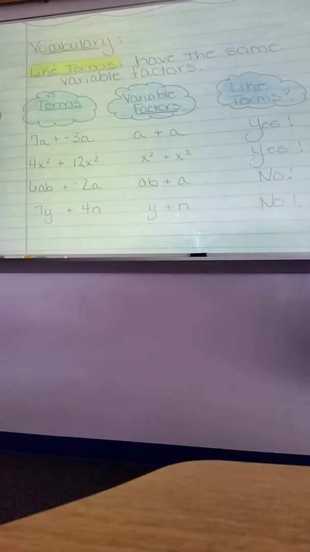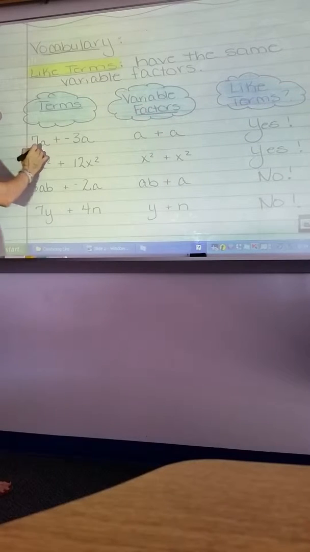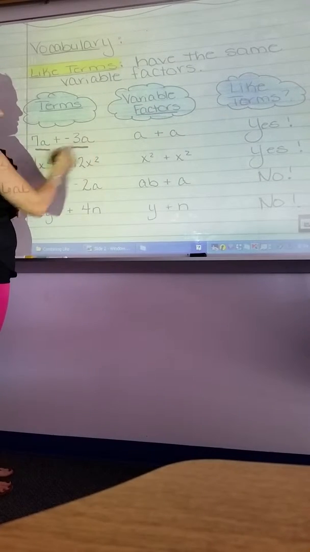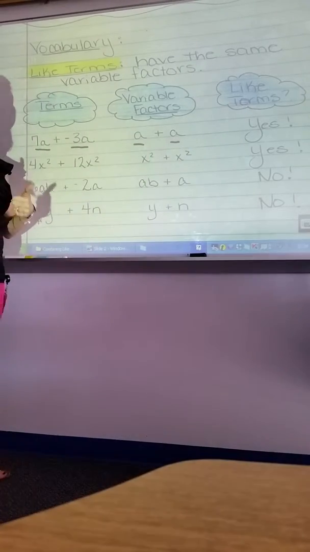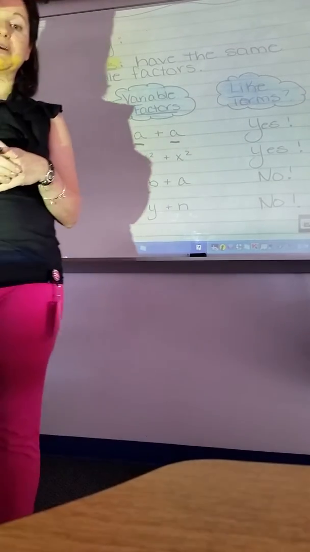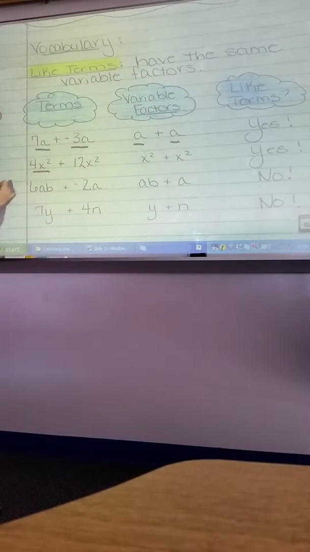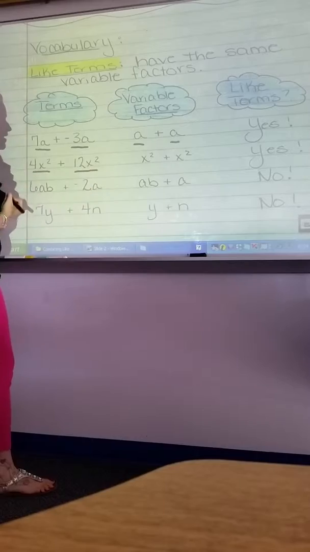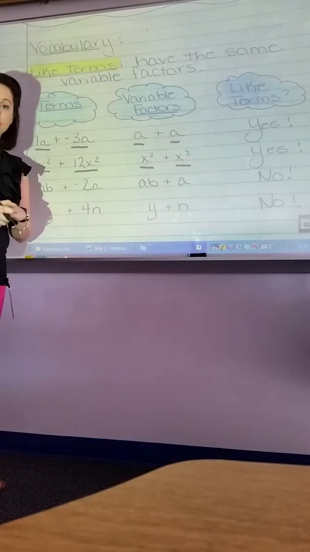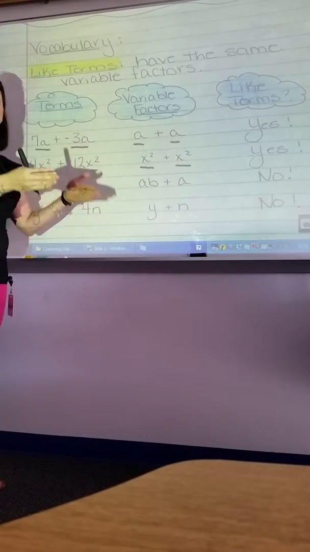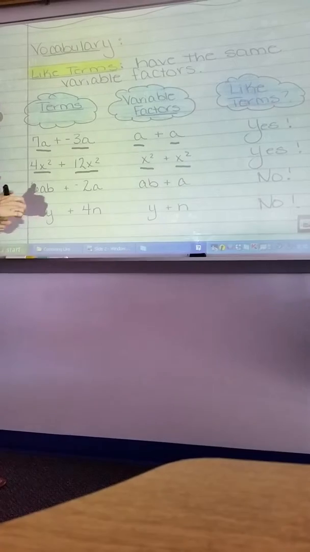So let's take a look. Here we have, let me clear my last thing. Here we have 7a and a negative 3a. They both have a's as their variable factors. So yes, when we're simplifying expressions, we can definitely combine those. Here I have an x squared and a 12x squared. X squared are both variable factors and they are the same, so we can combine them. So yes, they are like terms.